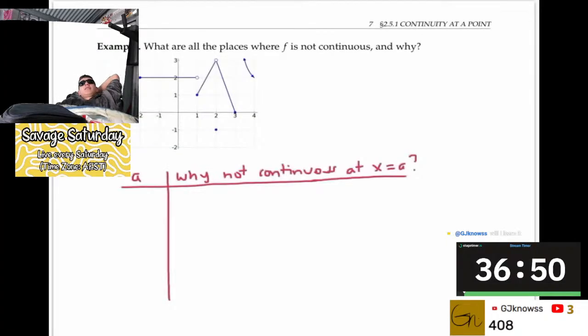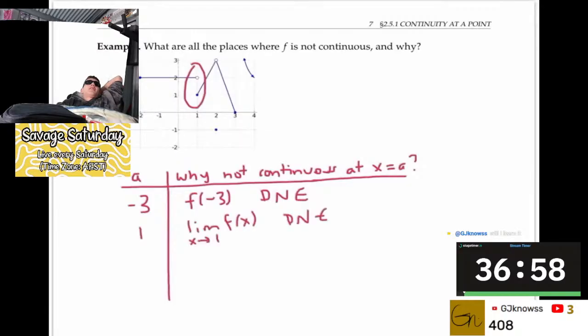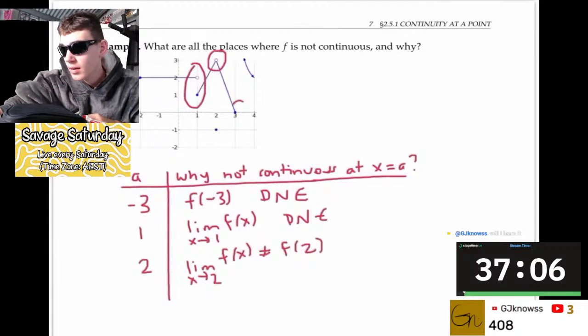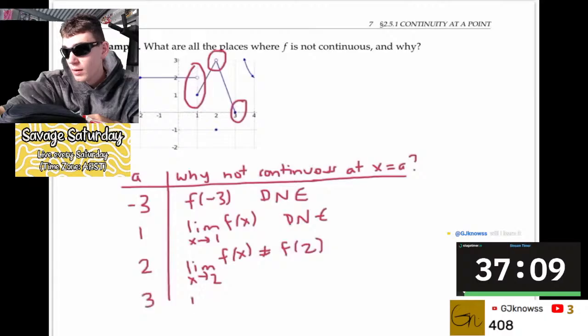The function is not continuous at negative 3 because the function is simply not defined there. The function is not continuous at x equals 1 because of that jump discontinuity. In the language of limits, we say that the limit of f of x does not exist. When x equals 2, the limit of the function exists and equals 3, but the value of the function is down here at negative 1. So the function is not continuous because the limit doesn't equal the value. At x equals 3, the function is not continuous because, once again, the limit doesn't exist.